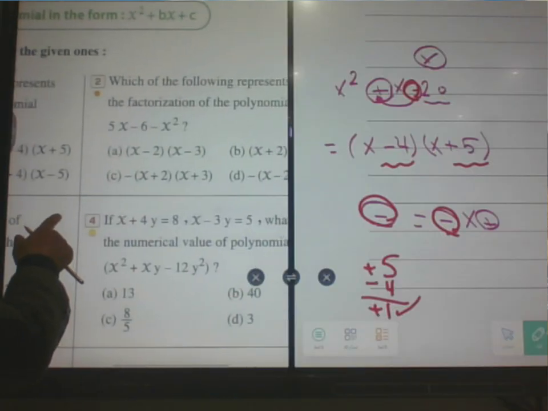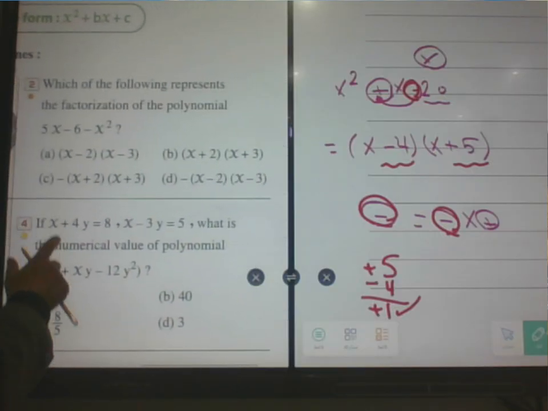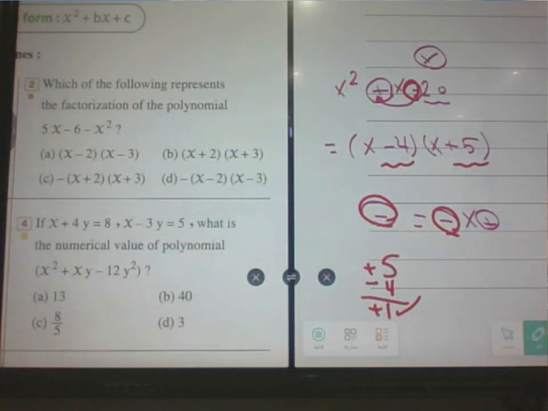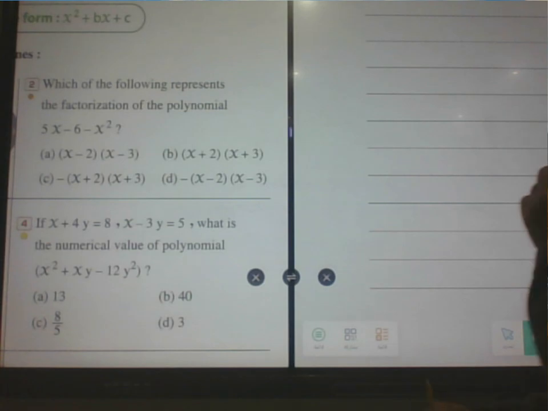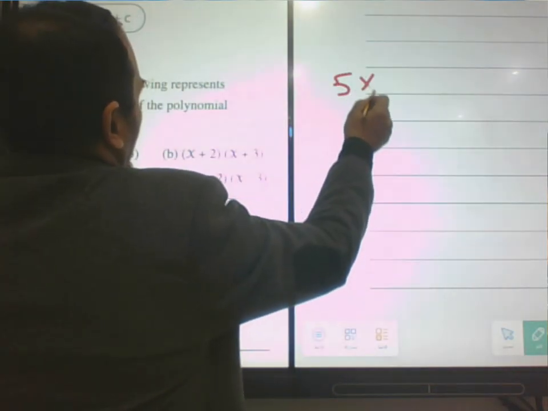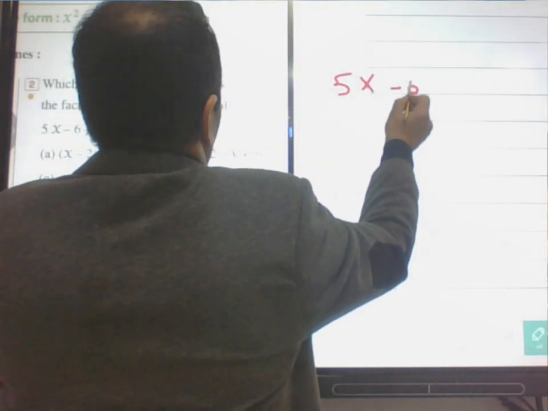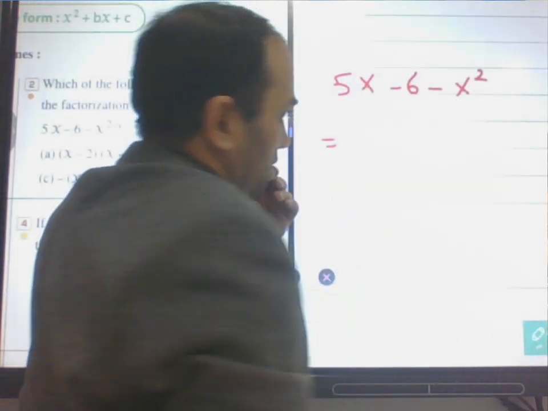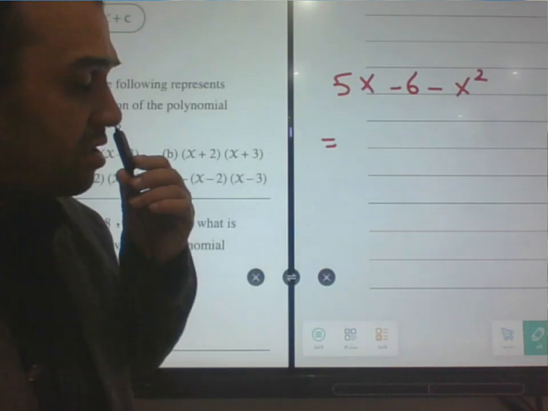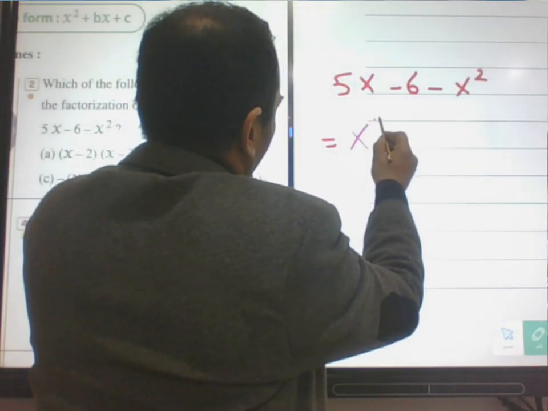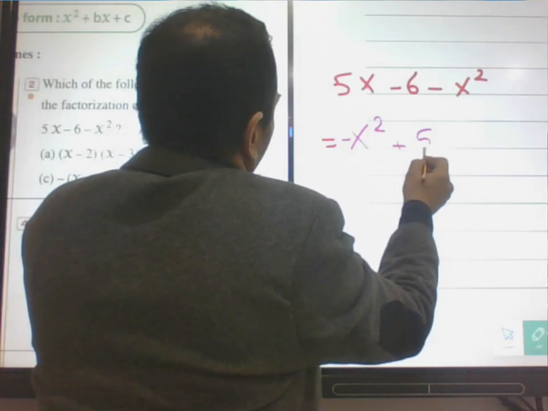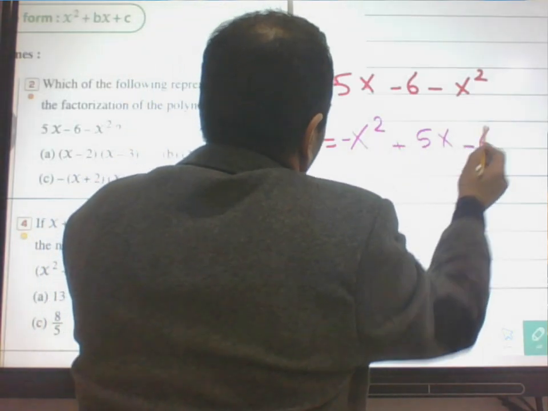Next question. Number 2. Which of the following represents the factorization of this expression: 5x subtract 6 subtract x power 2? First step, we can organize this expression by order. The first is negative x power 2, and then positive 5x, and the third, negative 6.